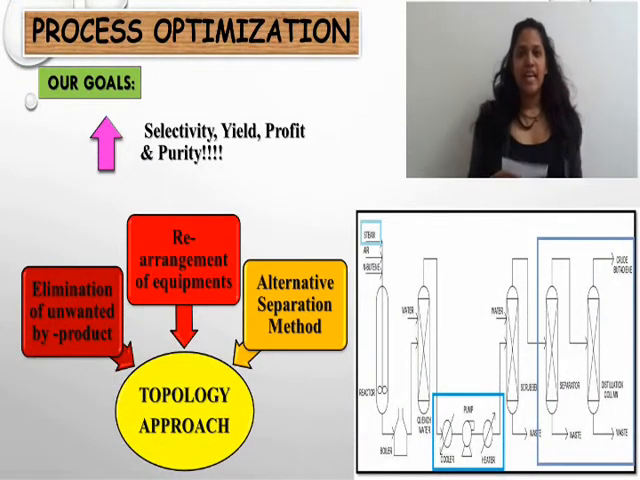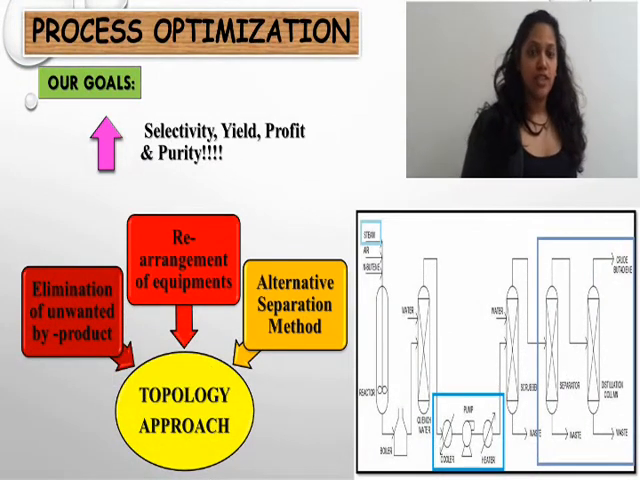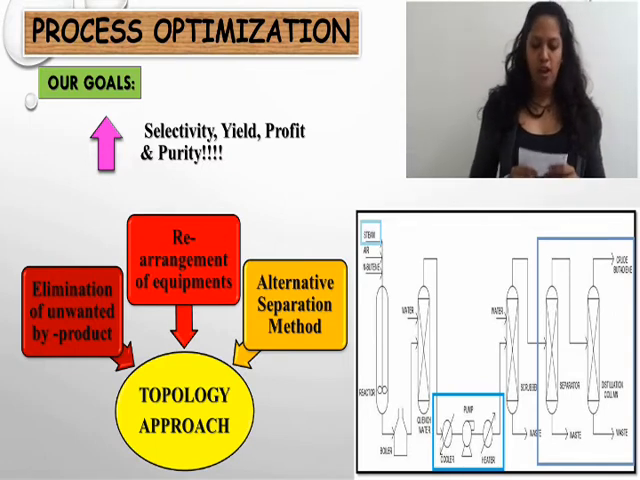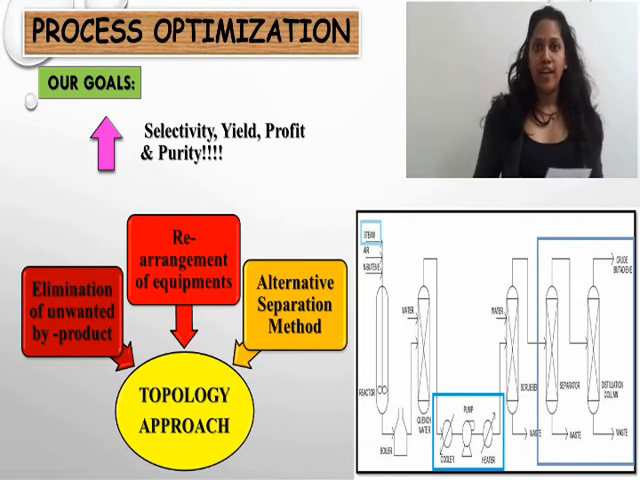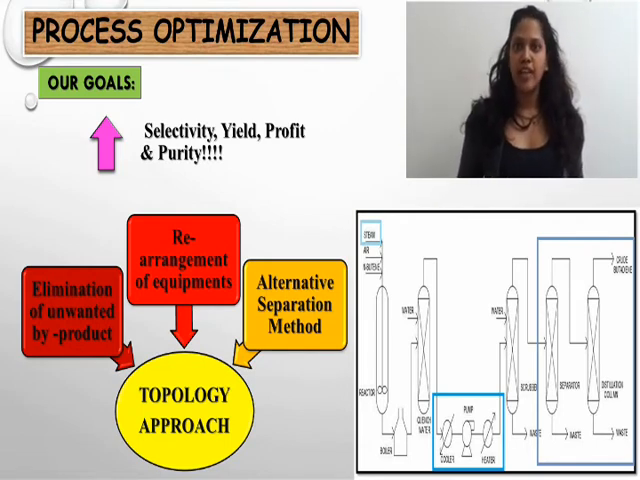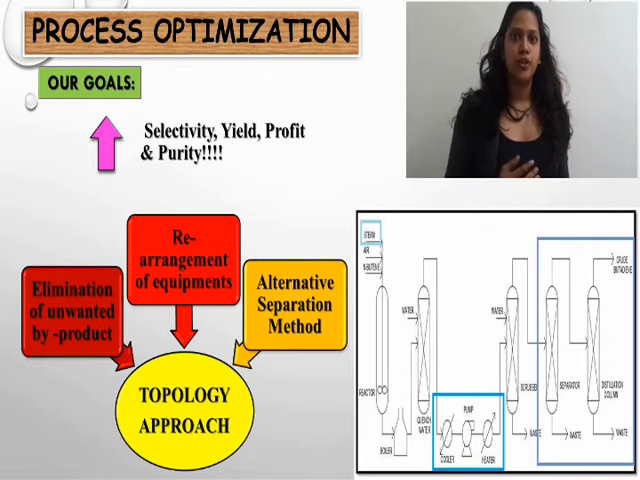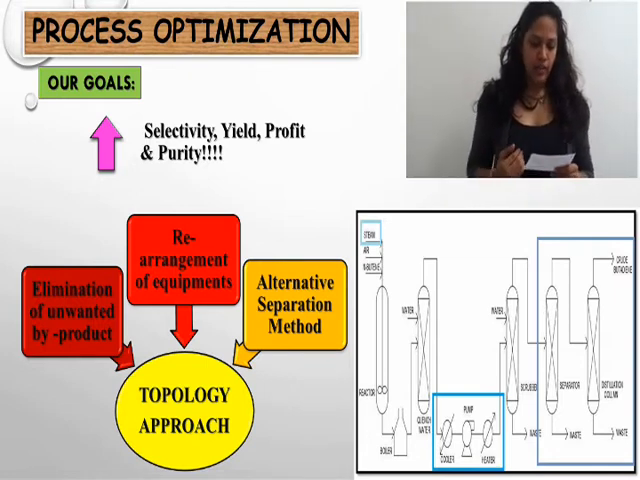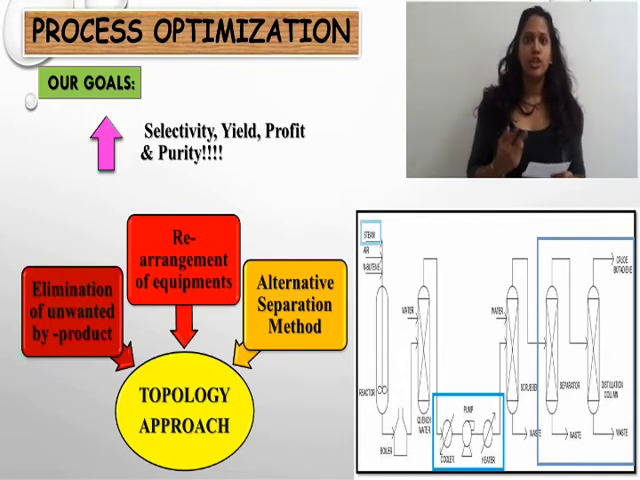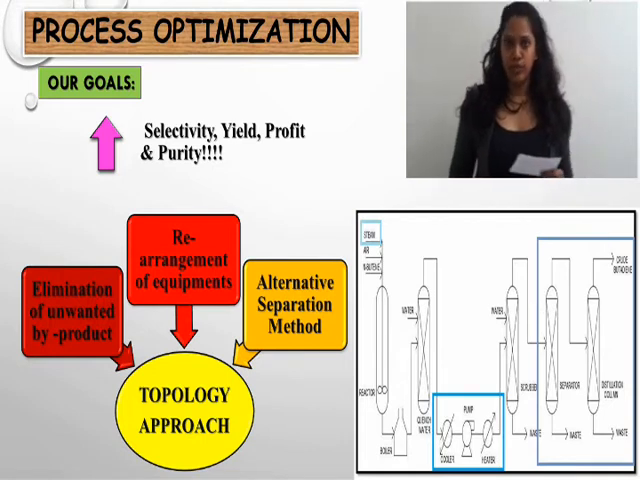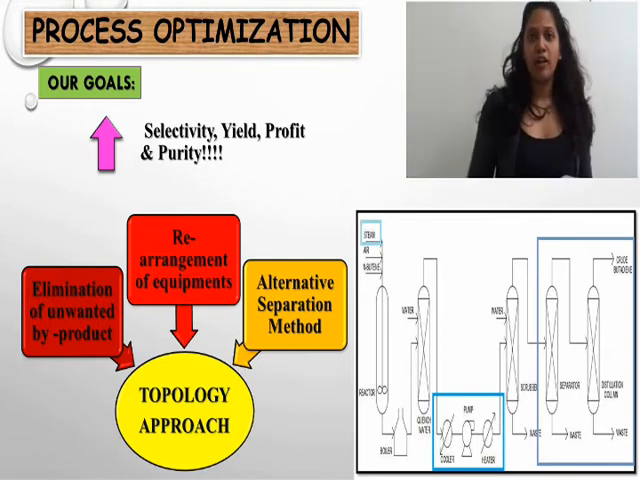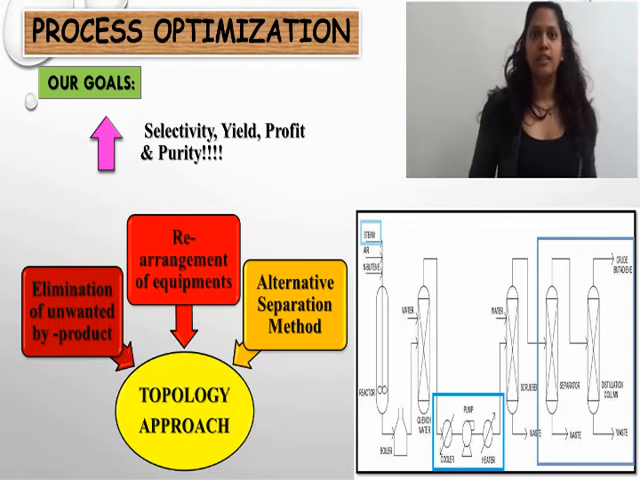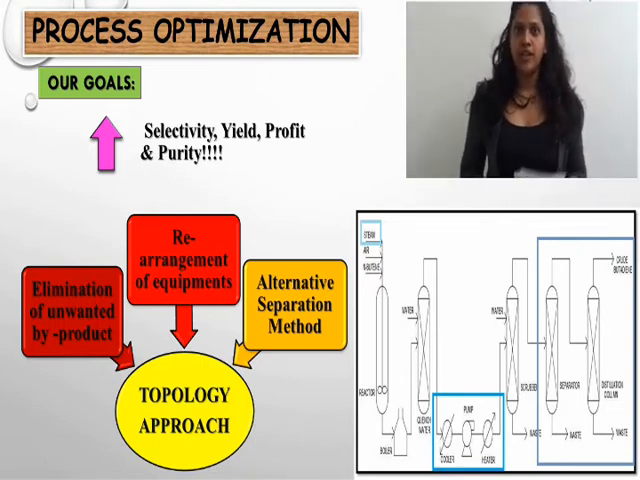Hi, my name is Mirise and I'll be presenting on the process optimization in the production of 1,3-butadiene. First of all, before I go in depth in explaining the criteria that we have proposed in the process optimization approach, I would like to briefly explain that there are two approaches that can be used. First is the parametric optimization approach, and the next will be the topological optimization approach.